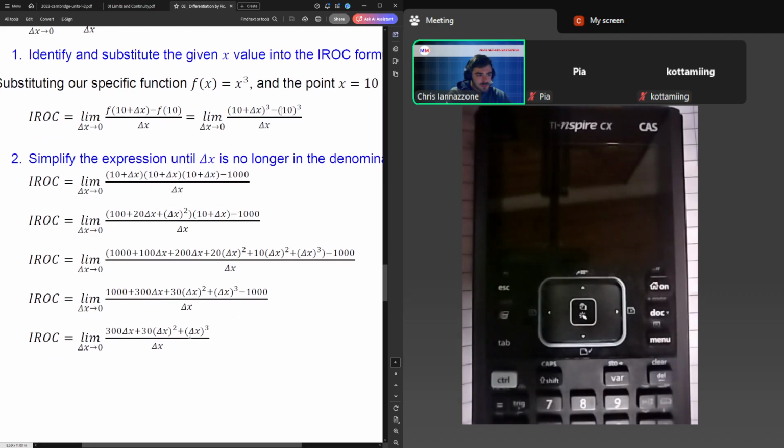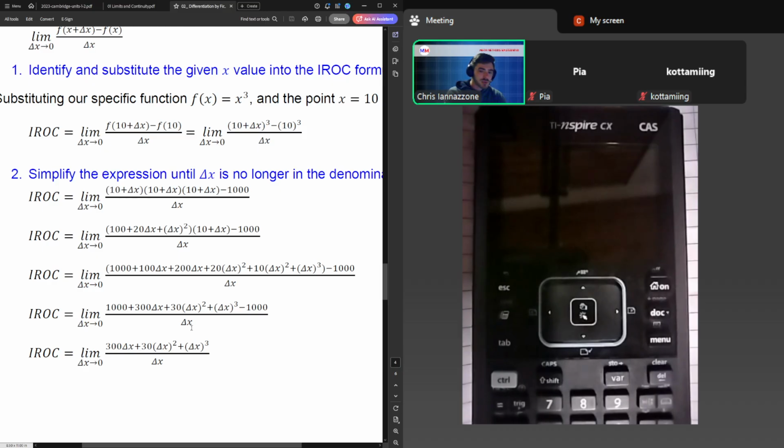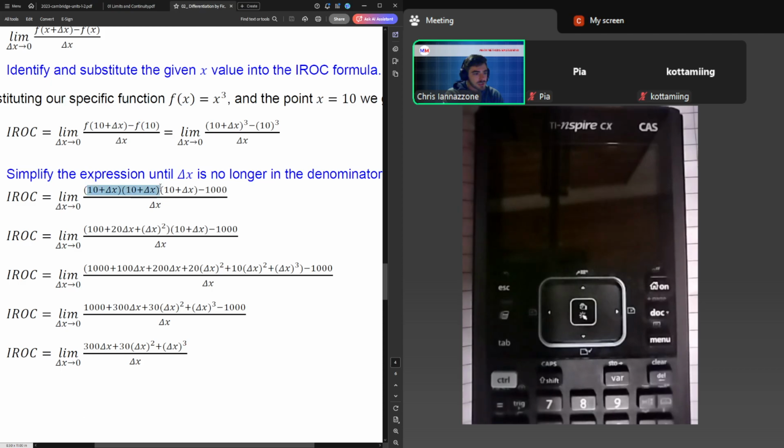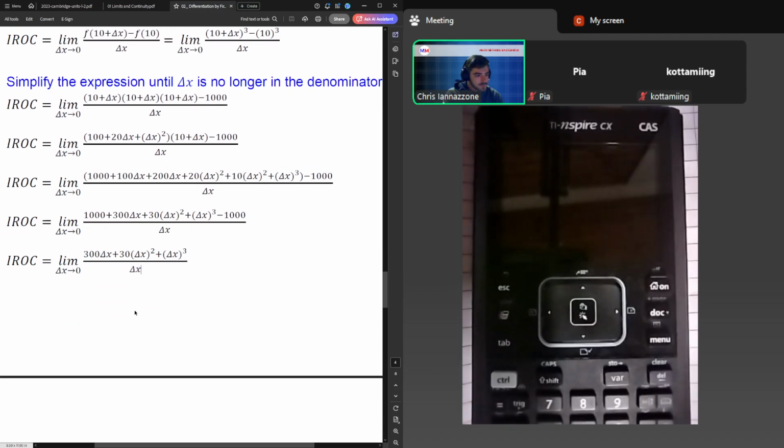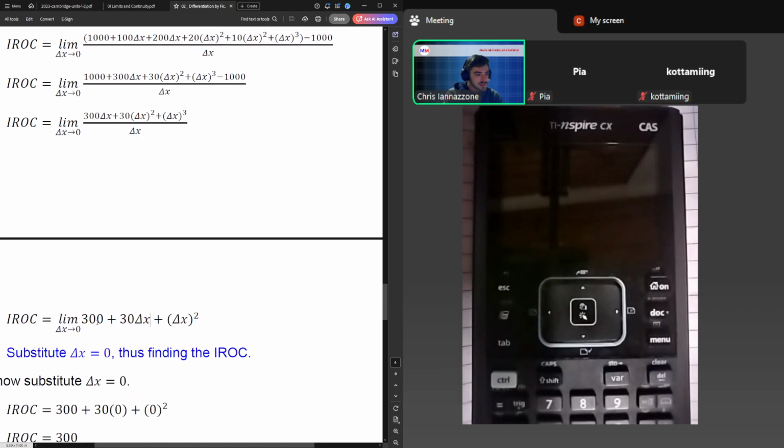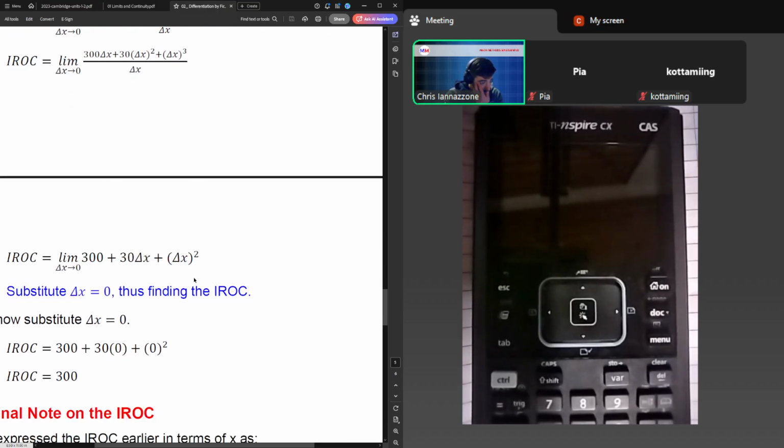A lot of the time, what you're doing when you're doing diff by first principles is expanding the numerator. Every single time that you expand your numerator all the way out, you'll notice that the constants will disappear. So you've got minus 1,000 and plus 1,000. Those cancel into each other. From there, you'll notice that you're left with just the middle section. Each of these has a delta x. You can now cancel out that denominator, leaving you with just the 300 from here as the only thing that doesn't have a delta x left in it.